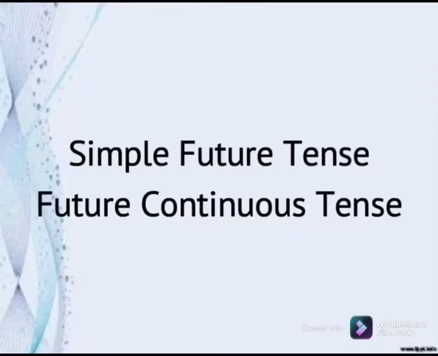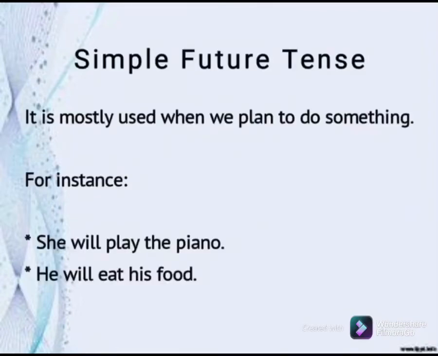Okay. Today I will talk to you about simple future tense and future continuous tense. What is simple future tense? It is mostly used when we plan to do something. For instance, 1. She will play the piano. 2. He will eat his food.